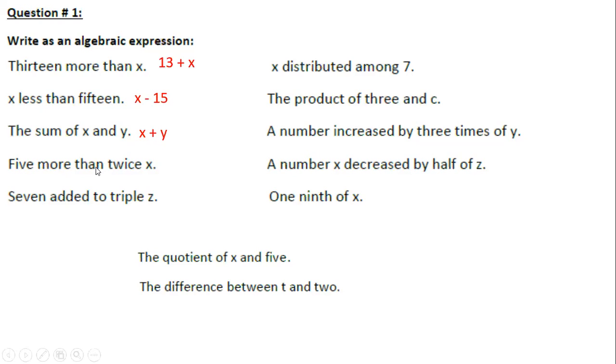Lamar, focus with me, go step by step. When we read the word 5, which number do we write? 5. Okay. More than, which operation do we write? Plus. Twice X, what do we write? 2X. Bravo. So we write 5 plus 2X.